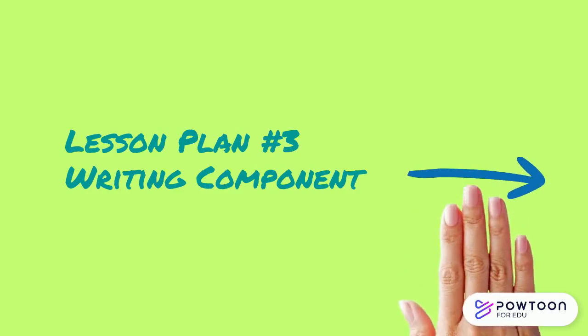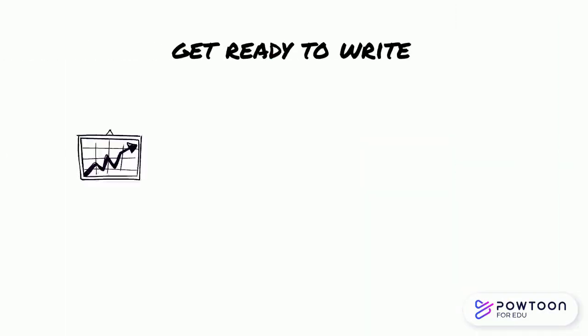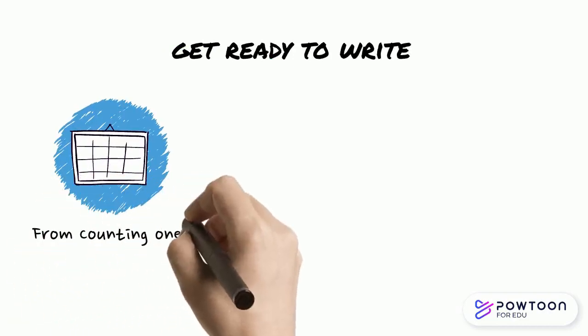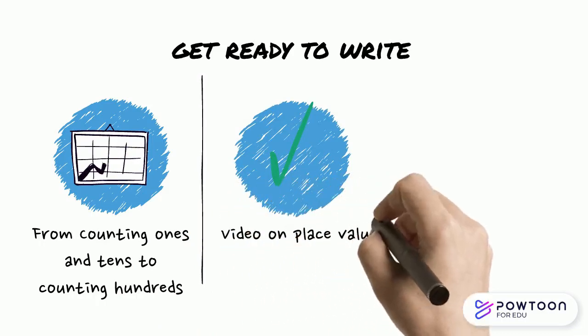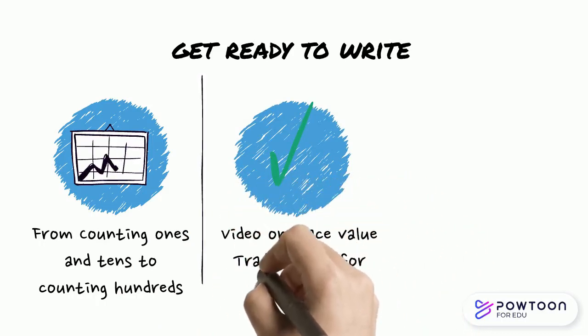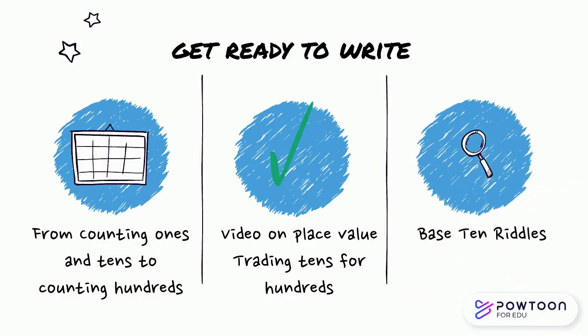Lesson number 3, including the writing component. This lesson moves from counting ones and tens to include counting 100s. Again, students will watch another short video about place value, trading tens for hundreds. Guided practice will be solving base 10 riddles, and during independent practice, students will be given the task of coming up with 4 riddles of their own and answering and giving explanations on how they came up with the answer.